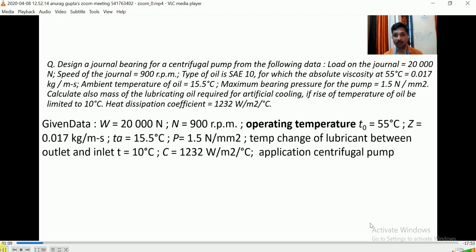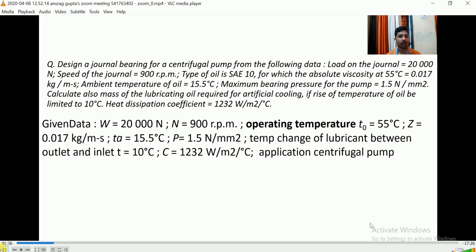The absolute viscosity of the oil is also given, that is 0.017 kg per meter second. This kg per meter second is nothing but Newton second per meter square, that is the standard SI unit of absolute viscosity, that is, dynamic viscosity. The ambient temperature is 15.5 degrees centigrade. The maximum bearing pressure for the pump is given as 1.5 Newton per mm square.